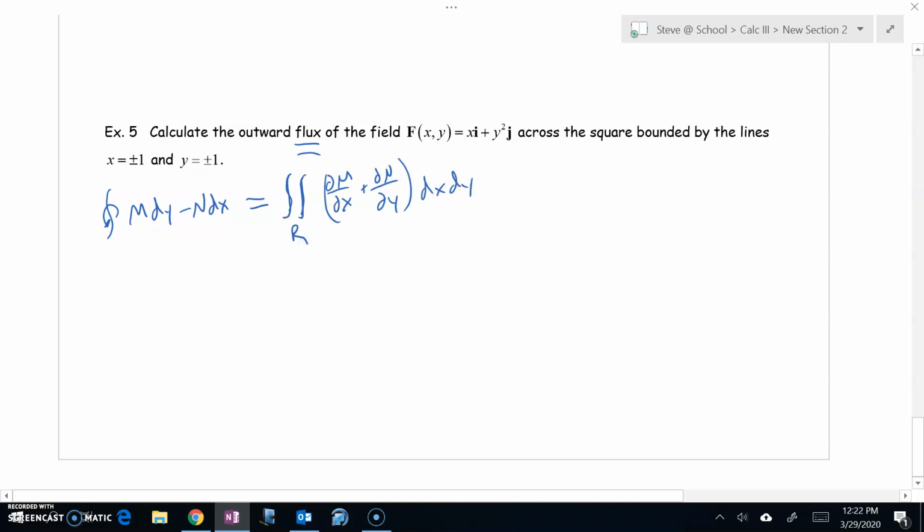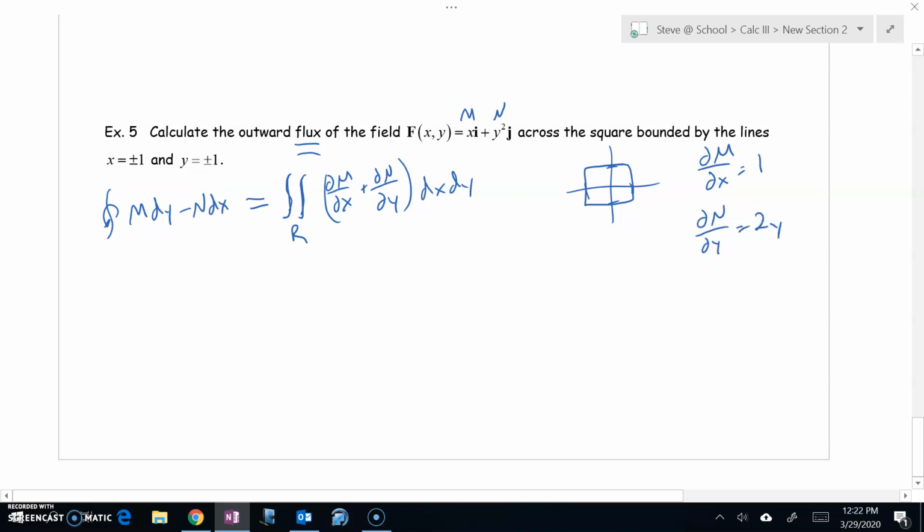So the region is a square now that goes from -1 to 1. I'll pretend that's a nice square there. Okay, so that's our region. So to find the flux over this, we need to just find our missing pieces. Again, if it's set up like this, M dy minus N dx, we don't even have to look at that. This is M and this is N. So dM/dx is equal to 1, and dN/dy is equal to 2y.